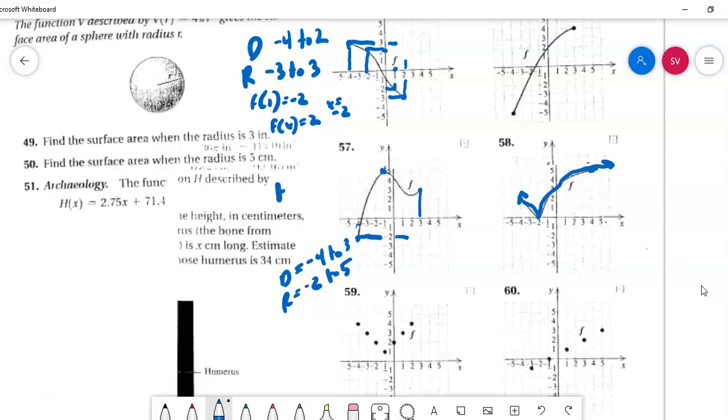So now, f of 1 is equal to what? What are we saying here? We're saying when x is 1, what's y? So where's my x of 1? Right here. What is my y at that point? Go over, and that's 3.